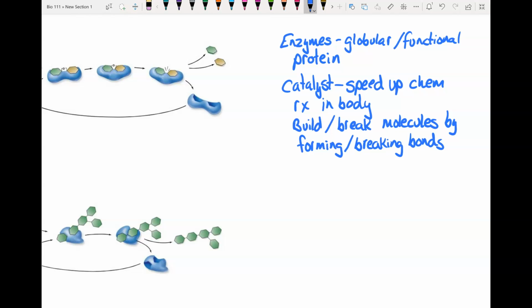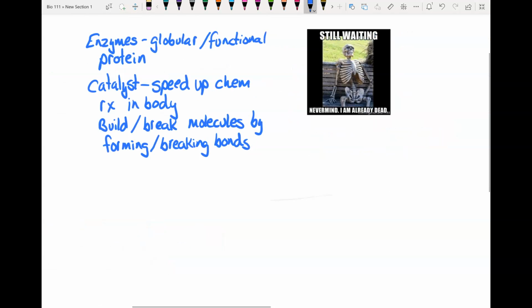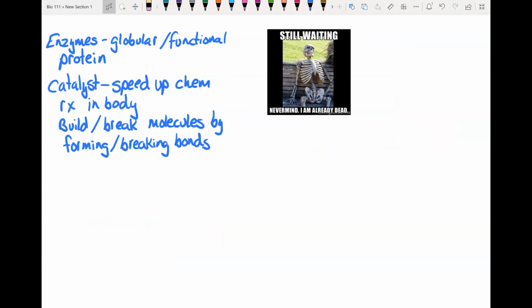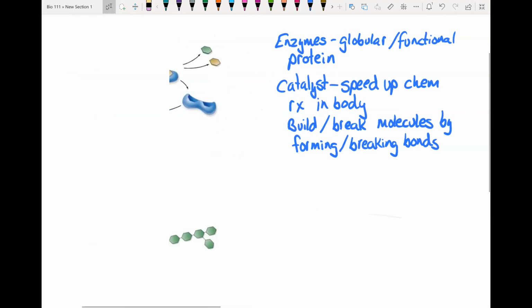So you rely on these chemical reactions to keep you alive. And they would happen on their own without enzymes, but they would happen so slowly that they wouldn't keep you alive. You would die waiting for those reactions to occur. So you need enzymes in order to make the reactions go fast enough to keep you alive.